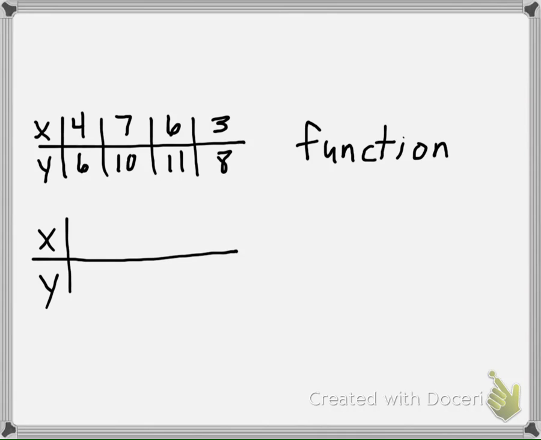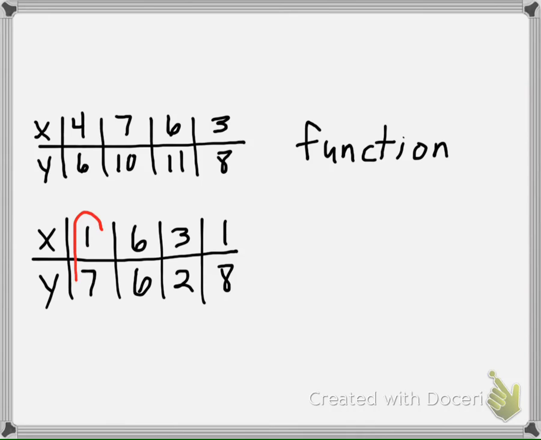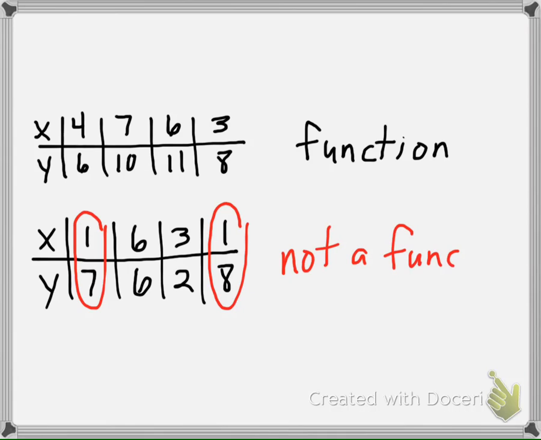You can also notice that since x didn't repeat, there was no way for the x to have two different y's. But as you notice on this next one, there are two different x's that are 1's, and both of those 1's have a different y value. So if you put in a 1 for x, you might get a 7, you might get an 8. You don't know what you're going to get. That's why it's not a function. The definition of a function is you know exactly what you're going to get every time. So when you put in an x, you get exactly one y value every time. So each x has only one y.